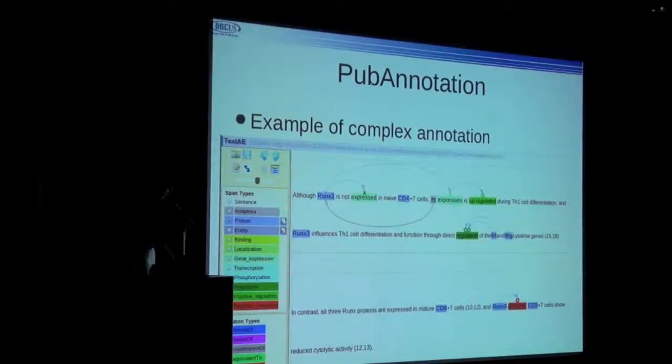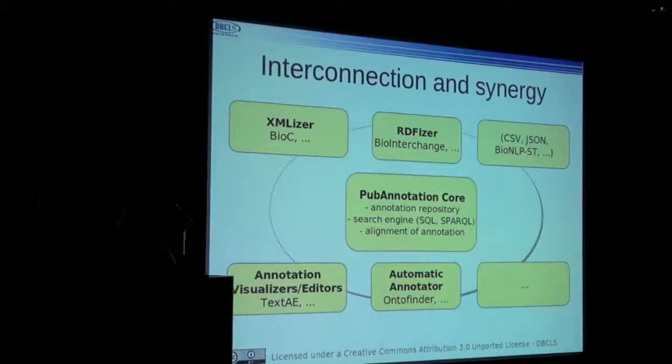This is another example of annotation. With annotation, you can also produce more complex annotation like relation annotation or event annotation. For all this kind of work, what PubAnnotation provides is the functionality to be an annotation repository and search engine, so that you can search on specific annotations using SPARQL or SQL. And it also has some quite powerful alignment functions.